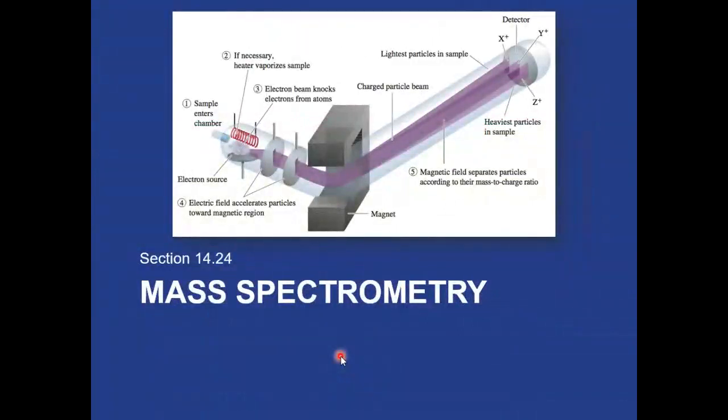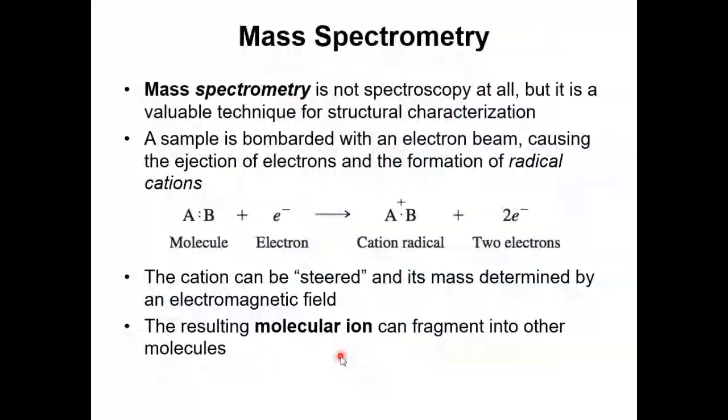Okay, the last spectroscopic technique is called mass spectrometry. Technically, it's not a spectroscopic technique because we don't directly use electromagnetic radiation going through our sample, but because it provides relevant information about the molecule we're looking at, we learn this technique together with the rest of the spectroscopic methods.